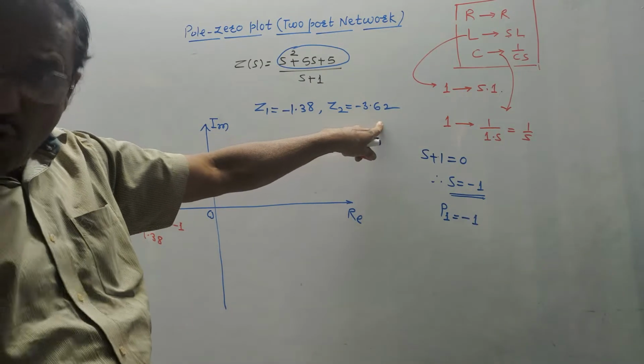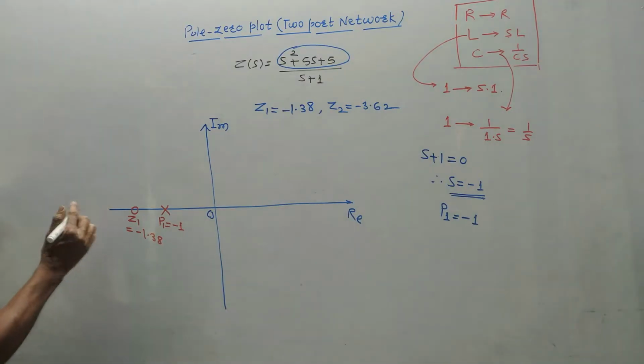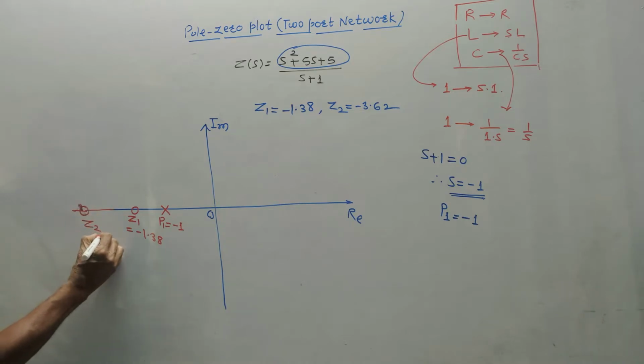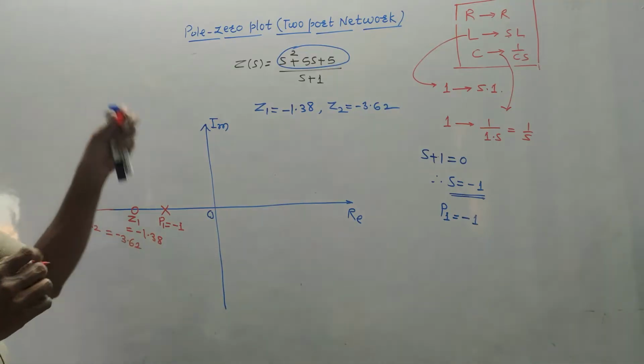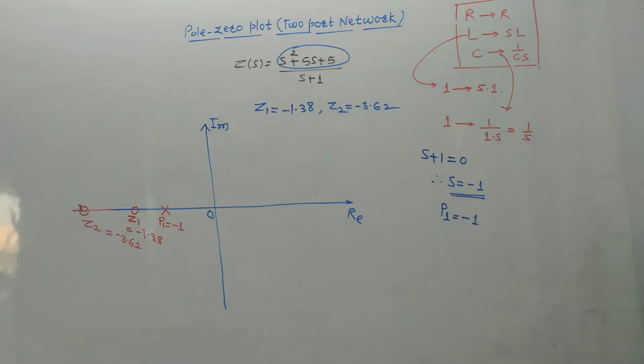One more 0 I have, that is minus 3.62. So let us say this 0 is somewhere here. Again I will denote it by small circle. This is Z2 whose value is minus 3.62. This particular diagram is known as the pole zero diagram.